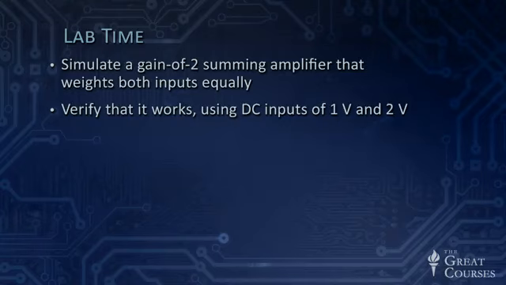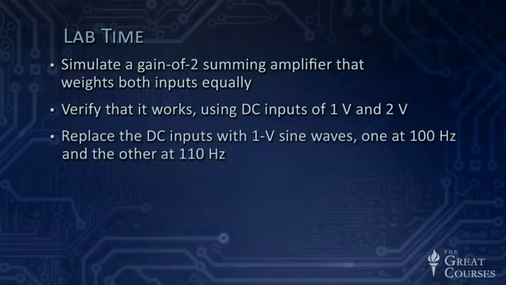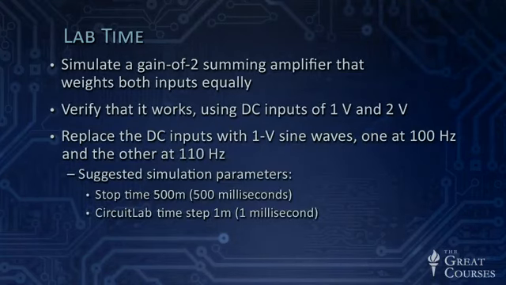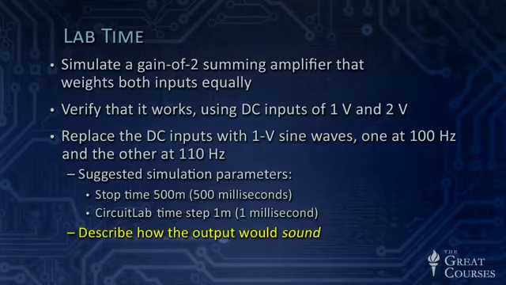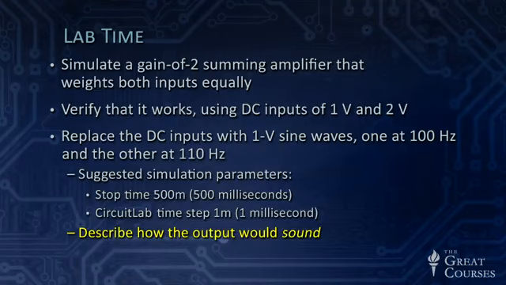And we'll use inputs of 1 volt and 2 volts, and then replace them with sine waves at slightly different frequencies and see what you get. And I've suggested some parameters. If you're using Circuit Lab, Do Circuits usually defaults to parameters that will work for this. And I'd like you to describe how the output would sound. If you don't want to do this lab time, don't bother. But if you do want to do it, pause, do the lab, and let's come back and look at what we get for results from this.